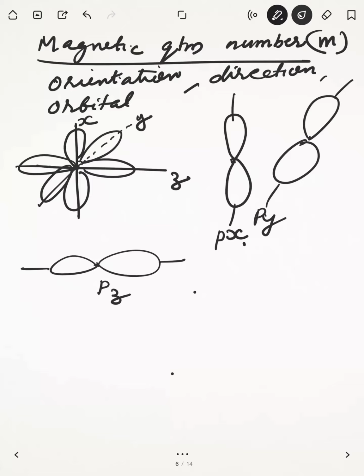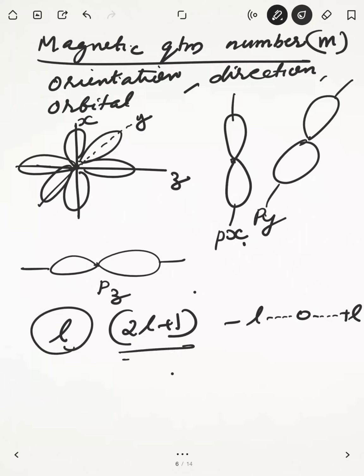Here for any L value, M can have 2L plus 1 values ranging from minus L through 0 to plus L. So for any L value, M can have how many values? 2L plus 1. For example, if L is equal to 0, when does this L become 0? That this L value depends upon n value. Let's start with n.